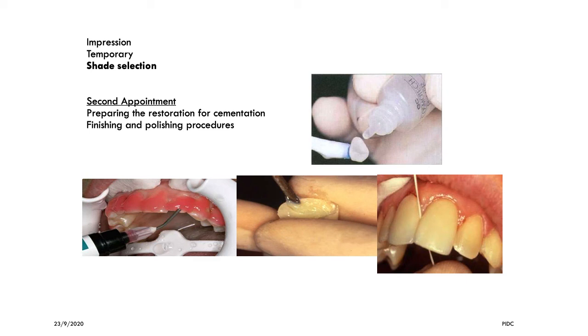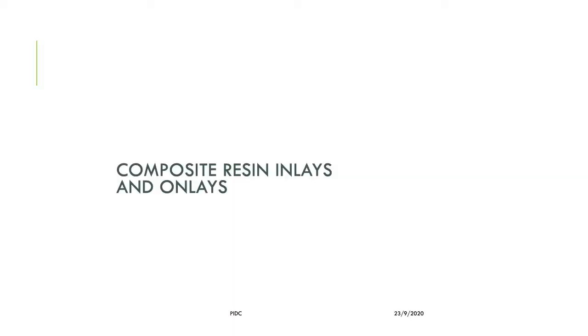Once it is set, you have to take a small polishing burr and remove the high points or the cement present over the margins of the restoration. Once it is done, the polishing procedure is done. So that's all about the indirect tooth colored restoration. Next is composite resin inlays and onlays.